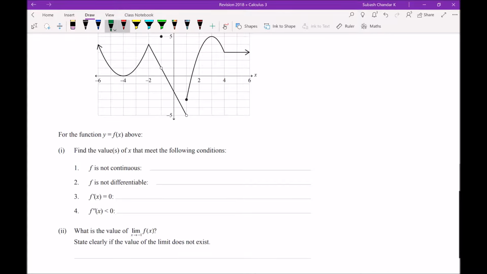First off, we have where f is not continuous. Start from the left-hand side: 1 break, 2 breaks. We should have got -1 and +1. Second one, where f is not differentiable. So that point there, 1: sharp point, hole, sharp point. You should have got 4 points: -2, -1, +1, and 4.